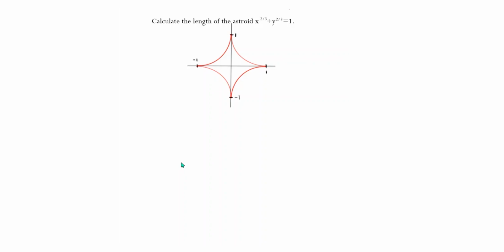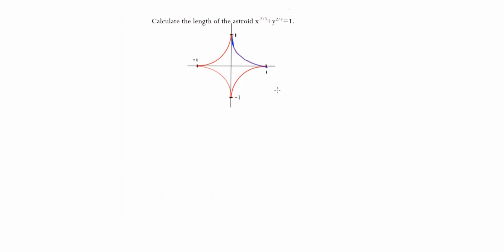So the specific problem is to calculate the length of the asteroid x to the 2/3 plus y to the 2/3 is equal to 1. And they give us a helpful graph of the asteroid beneath. And what this graph can tell us is that this is a symmetrical shape. So we can just find the arc length of one of these sides and then multiply it by 4.